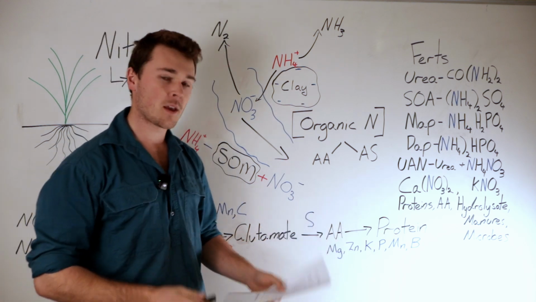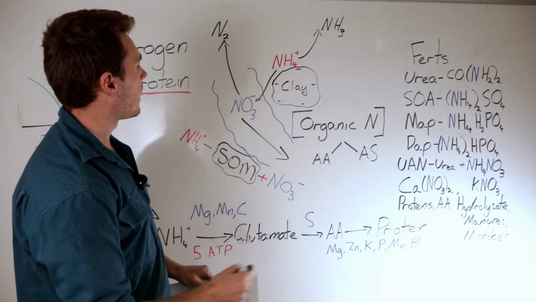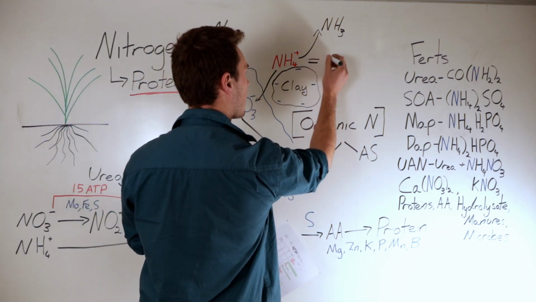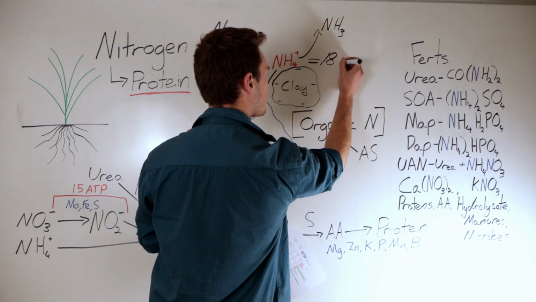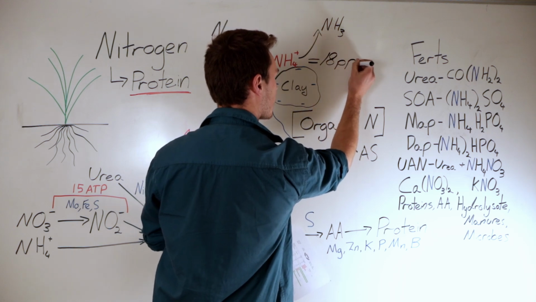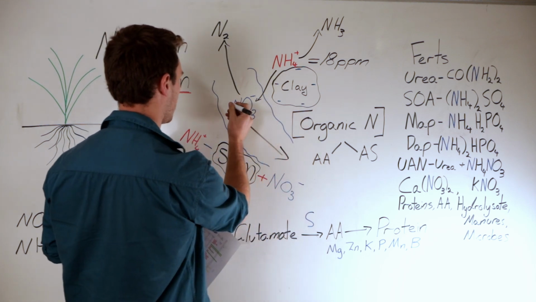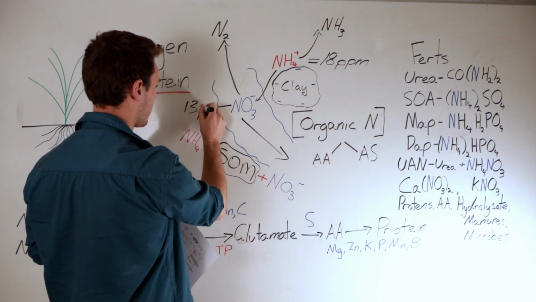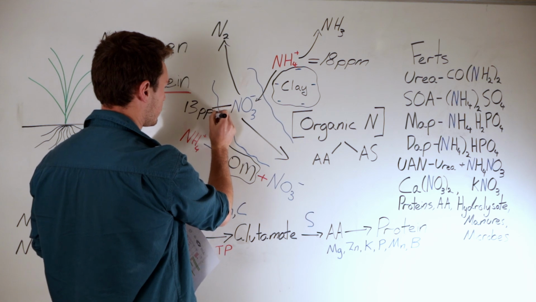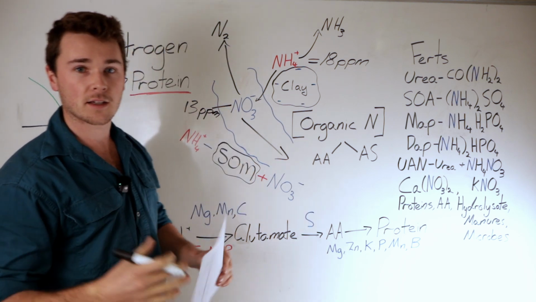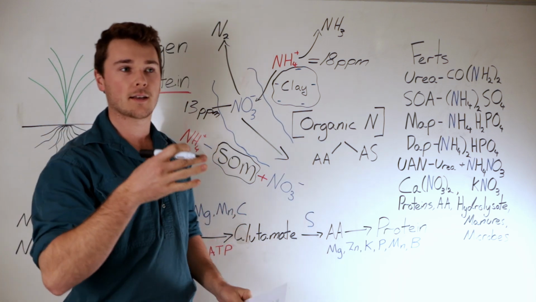In terms of both of them, what we're really looking at for our ammonium is around 18 parts per million in our soil, or at least in our topsoil. And then we're also looking for about 13 parts per million of our nitrate. So, 13 parts per million. Now, these two numbers are from our extractable nitrate and ammonium.